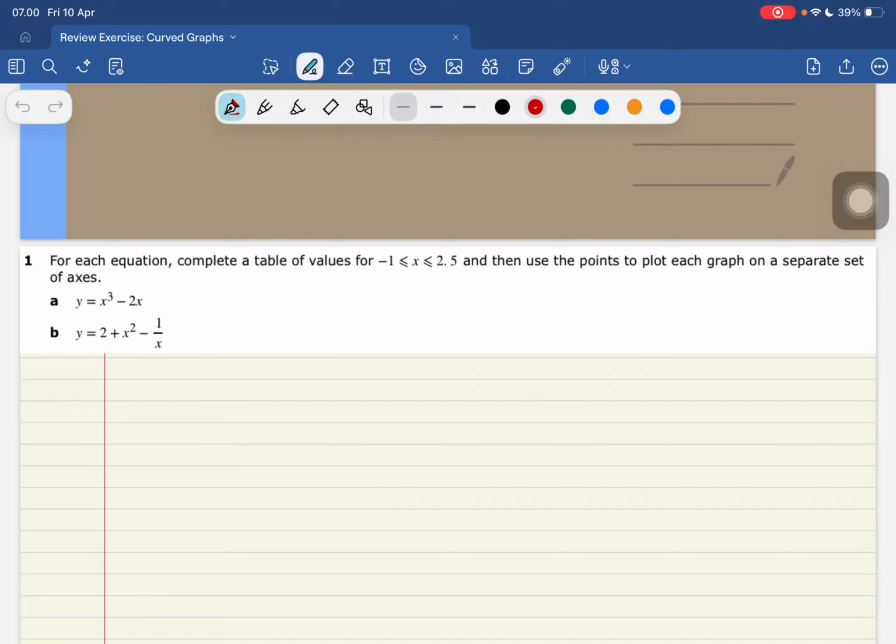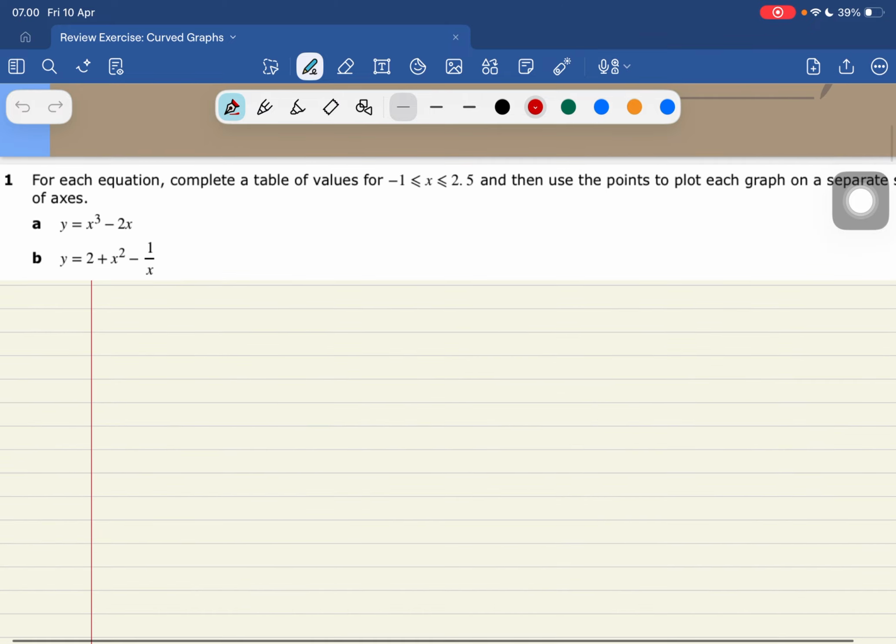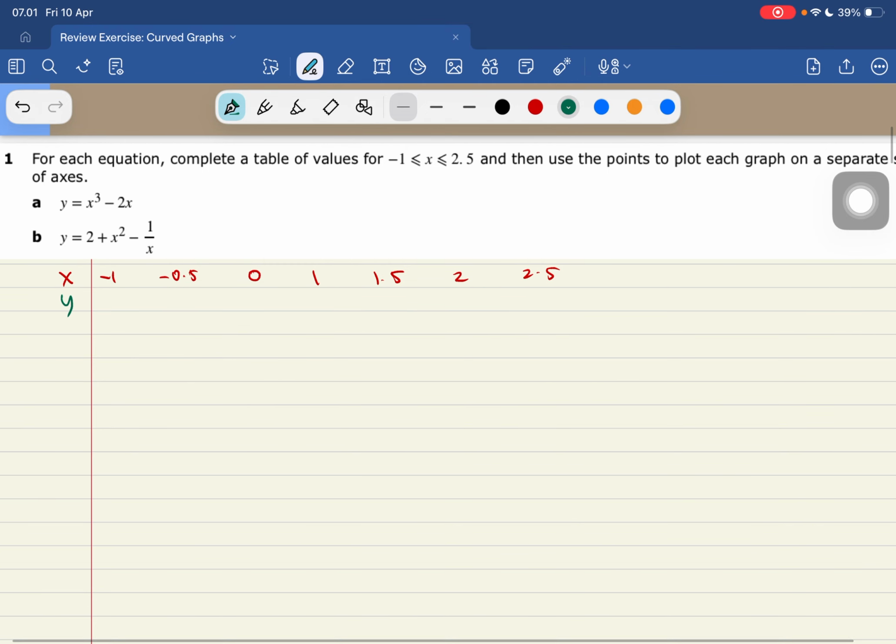Hi, in this video, I'm going to solve the review exercise for the curve graph. For each equation, we need to complete the table of values. Let's write the values, starting with x: -1, then -0.5, 0 and 1, then 1.5, 2 and 2.5. What will be the values of y?